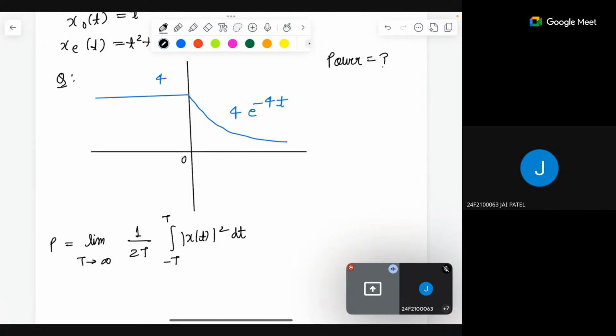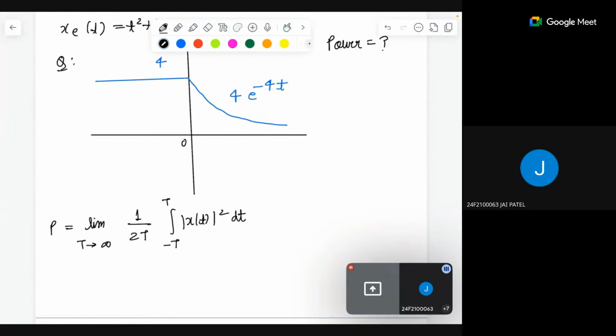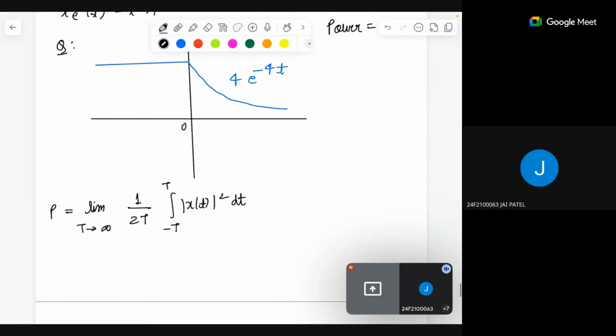Ananya, this is an even signal. Do you see any complex part here? Ma'am, I wrote it as 4 plus 4 e to the power minus 4t. Is it wrong? That is fine, but there you will have to split from minus t to 0 and 0 to t. Yes, Jay, you're right. Let me explain. From minus t to 0, it is 4, magnitude of 4 squared, and the second part is 4 e to the power of minus 4t, whole squared. Oh, okay. Got it.